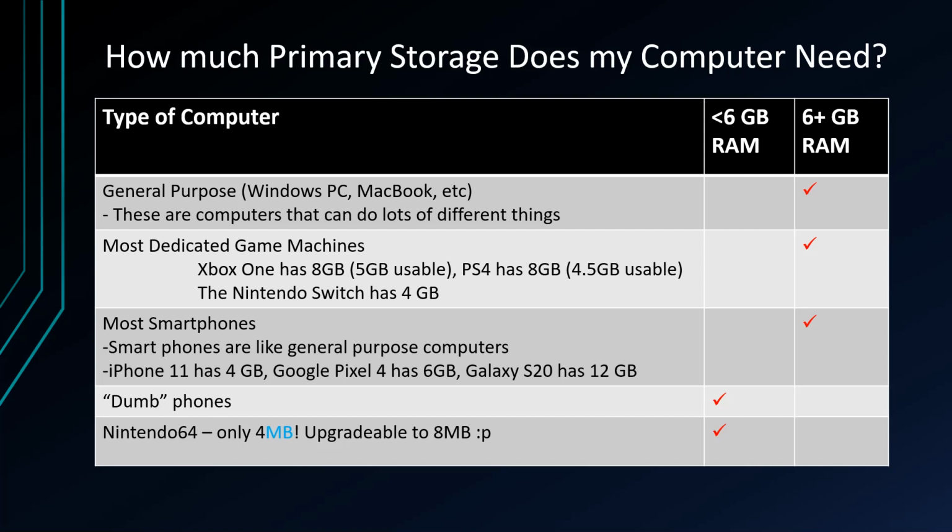Smartphones. Smartphones are kind of like general purpose calculators. They're actually computers in our pockets. And if you look at this, the amount of storage space on these things is crazy. The iPhone has just as much as the Nintendo Switch. The Google Pixel 4 has a little bit less than the Xbox One and the PS4. And the new Galaxy S20 has 12 gigabytes of RAM. That's an intense amount of RAM.